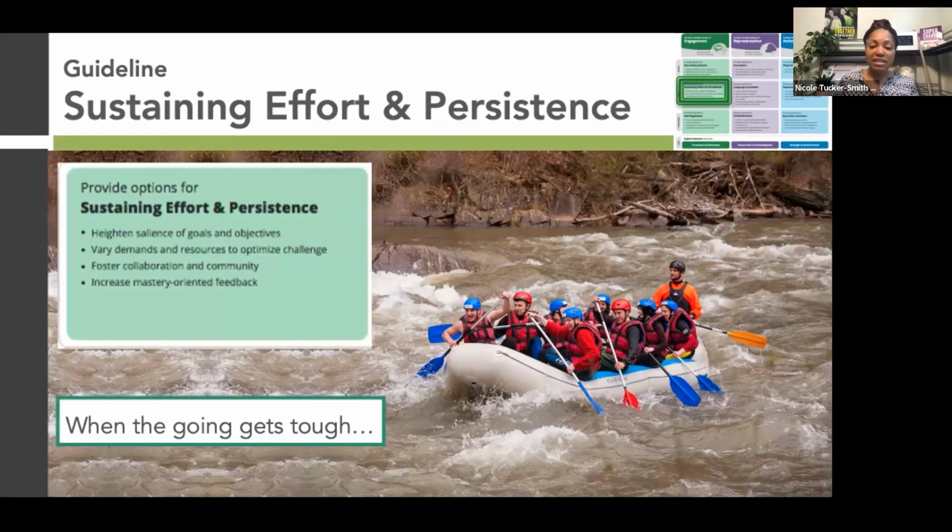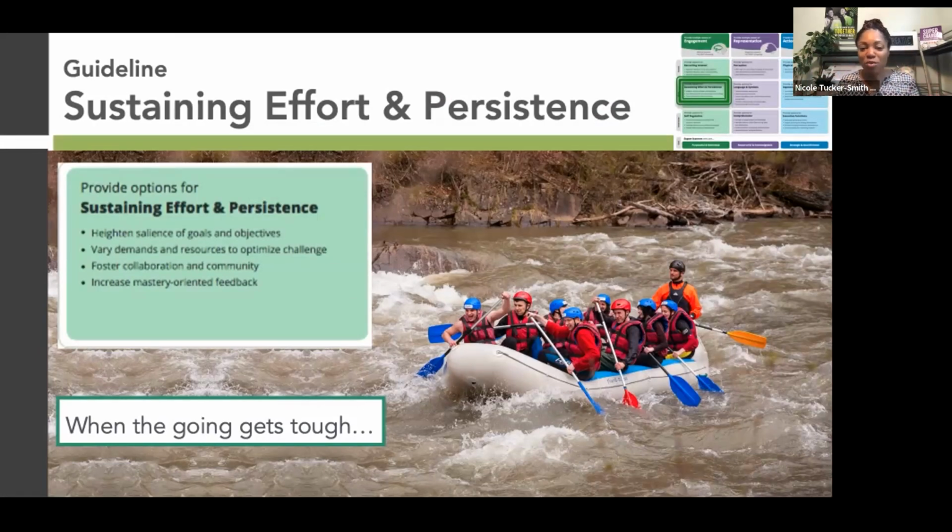I like to think about it like this. When the going gets tough, what do we do? Do we give up or do we persevere? And I like to think about this guideline as like whitewater rafting. Many of you mentioned with productive struggle, one of the first things you think about is, well, who am I productively struggling with, right? Who else is in the room with me? You're thinking about relationships.